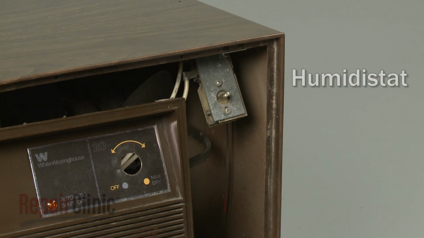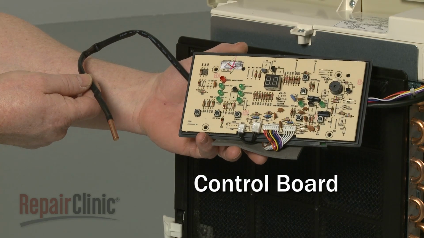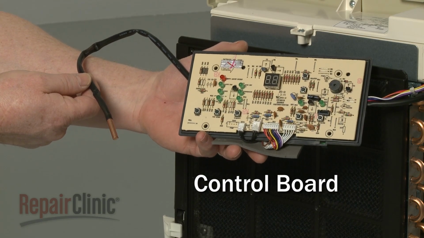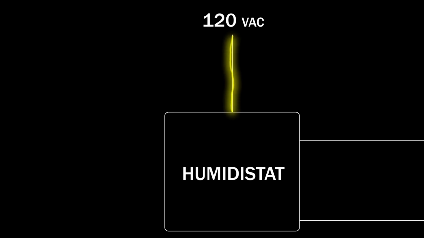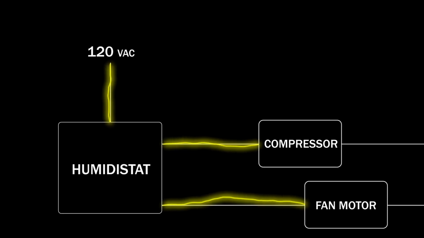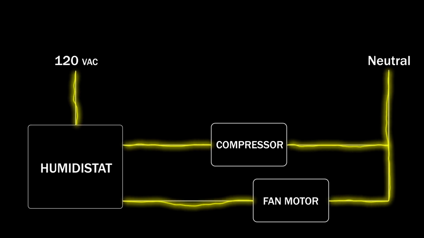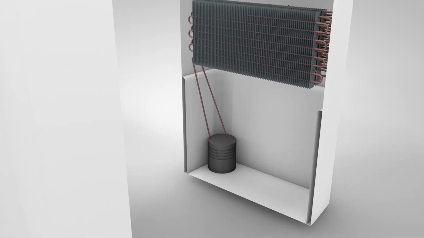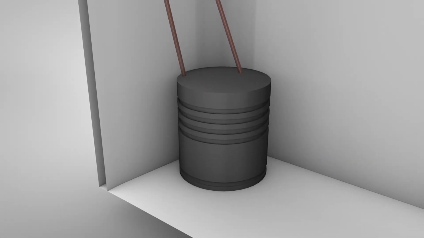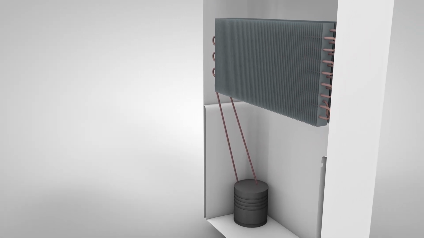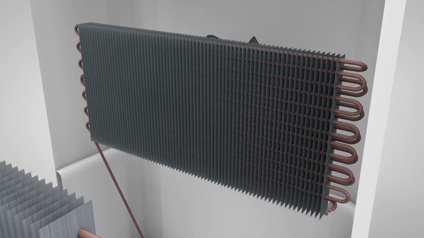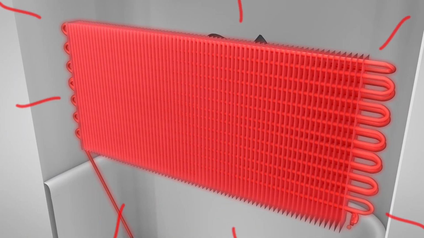The level of humidity reduction is regulated by the humidistat, or by a control board with a sensor. When the humidistat or sensor detects a need to reduce the moisture in the air, 120 volts of alternating current is sent to the compressor and the fan motor. The compressor is part of a sealed refrigerant system that compresses the refrigerant in gas form and pumps it through a set of condenser coils where the gas becomes a hot liquid. The coils dissipate the heat as the liquid travels through them.